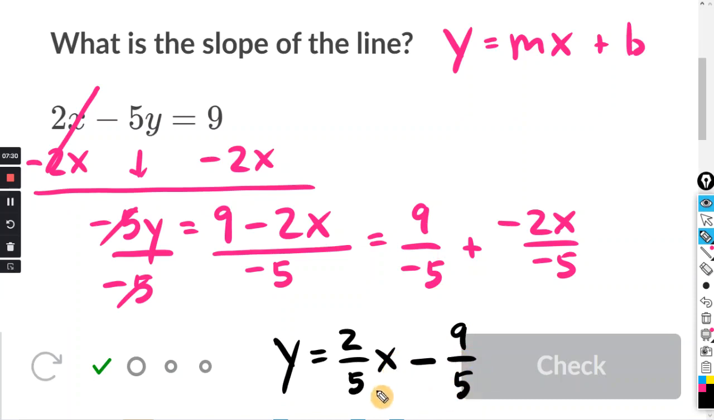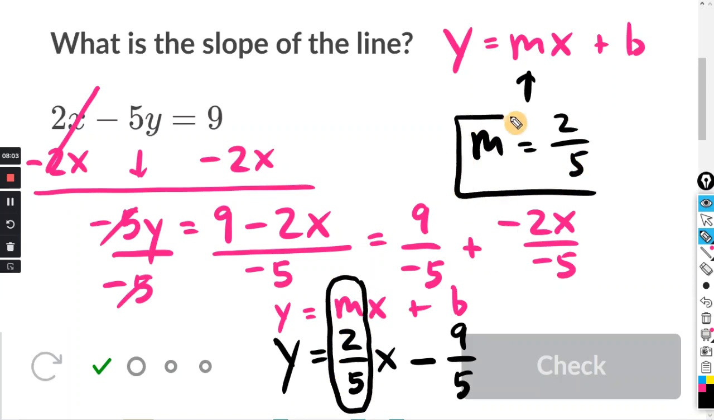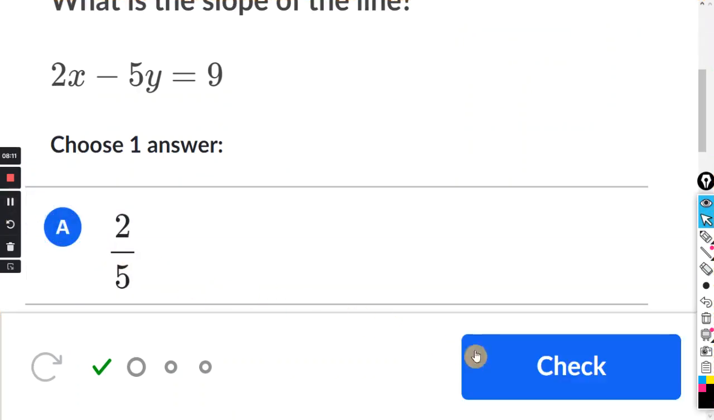Do we need that? No, we just need the number that's multiplied by x. So this right here, if you don't see it, I'll rewrite it. The equation y equals mx plus b. And this number right here times x is your slope. So m equals 2/5. All right, and that is the value of the slope. Answer A.